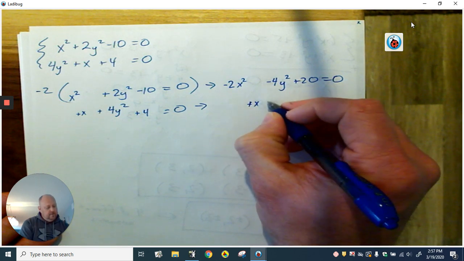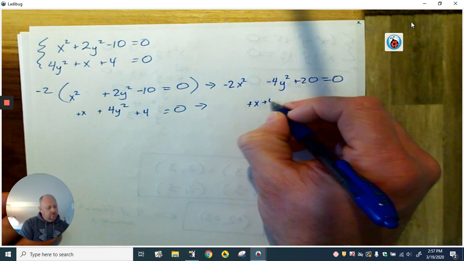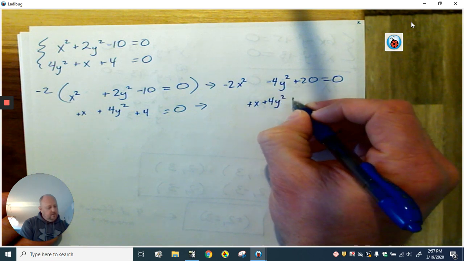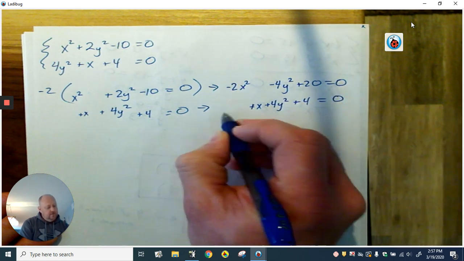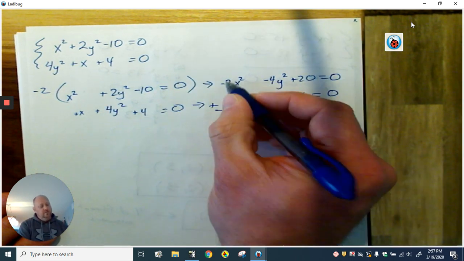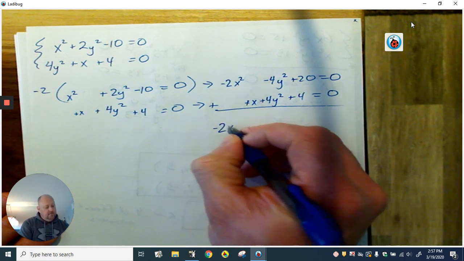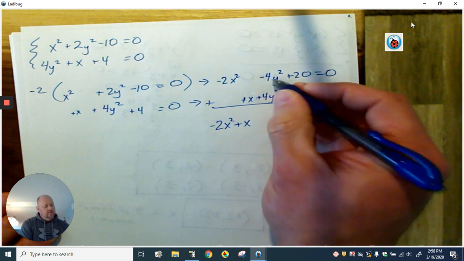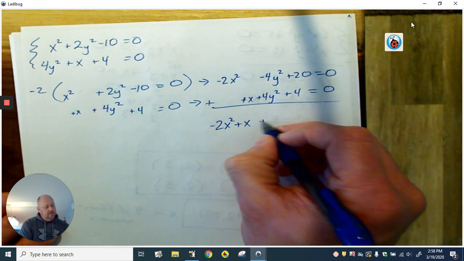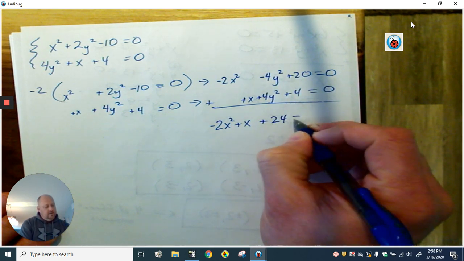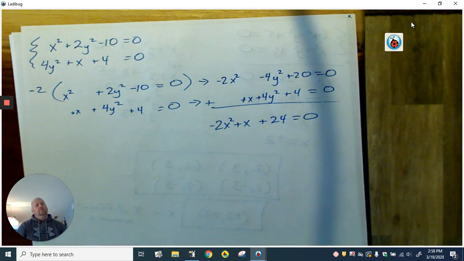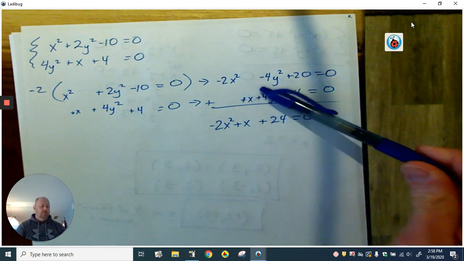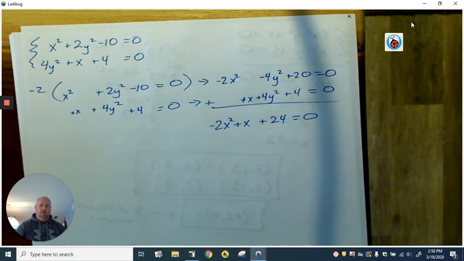We have that positive x. We have the 4y squared. We have the 4 equals 0. And now I can just add those two equations. I get -2x squared. I've got that single x. The y squareds cancel, exactly the idea. The key to the elimination method, though, is you really want to eliminate a variable when you do that addition step right there. Now you just solve that equation.